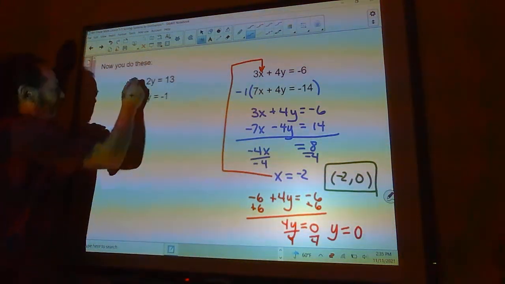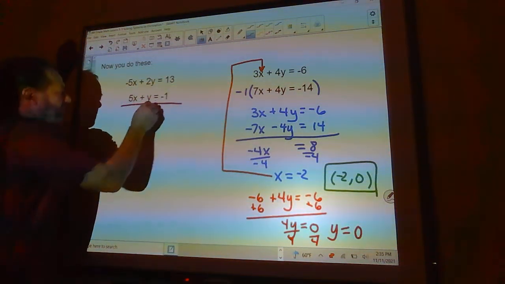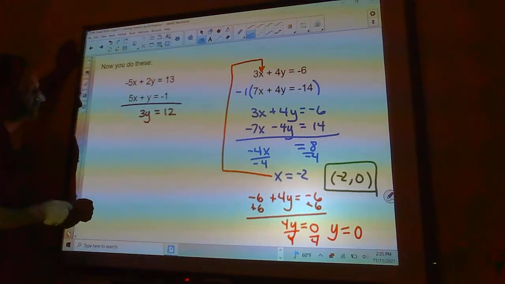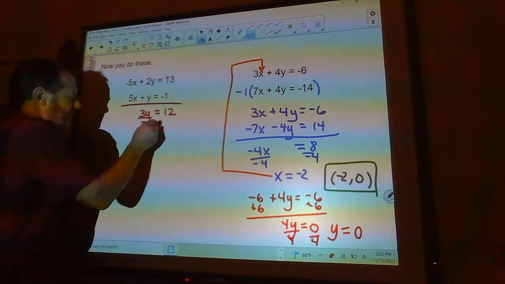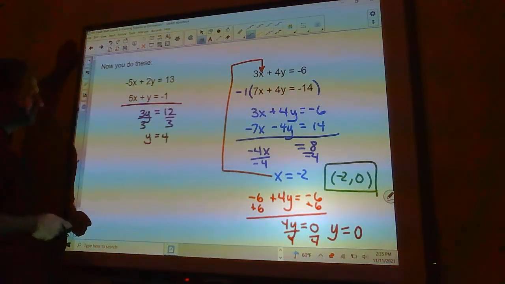Okie doke. So these are opposites here, so I'm going to eliminate the x's on this. So I'm going to get 3y equals 12. And I'm going to go ahead and divide by 3. And so y is 4. Who picks these easy questions?